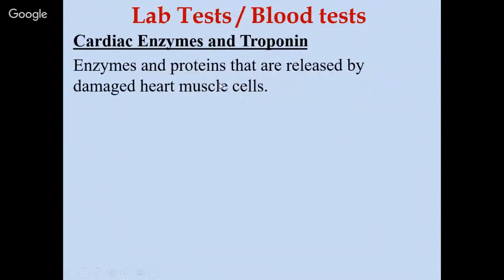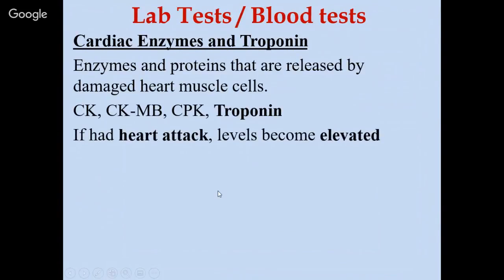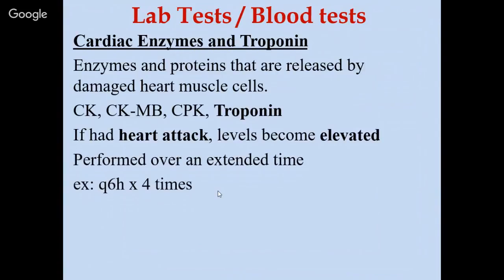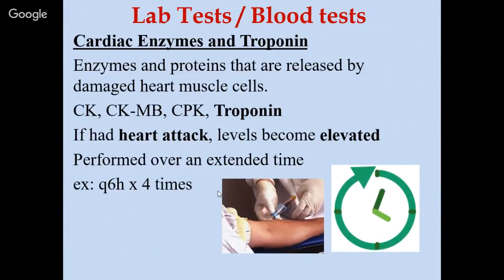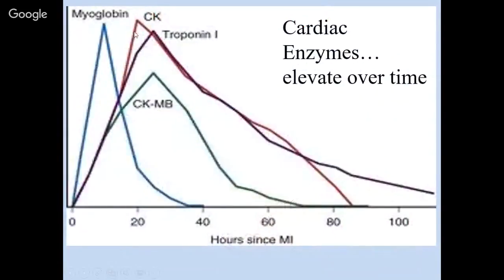Cardiac enzymes and troponin. These are enzymes and proteins that are released by damaged heart muscle cells. So CK, CKMB, CPK, and troponin. If you had a heart attack, levels become elevated. Performed over an extended time, every 6 hours, times 4. Blood draw. So this is myoglobin, CK, troponin. This is 20, 40, 60 hours later.